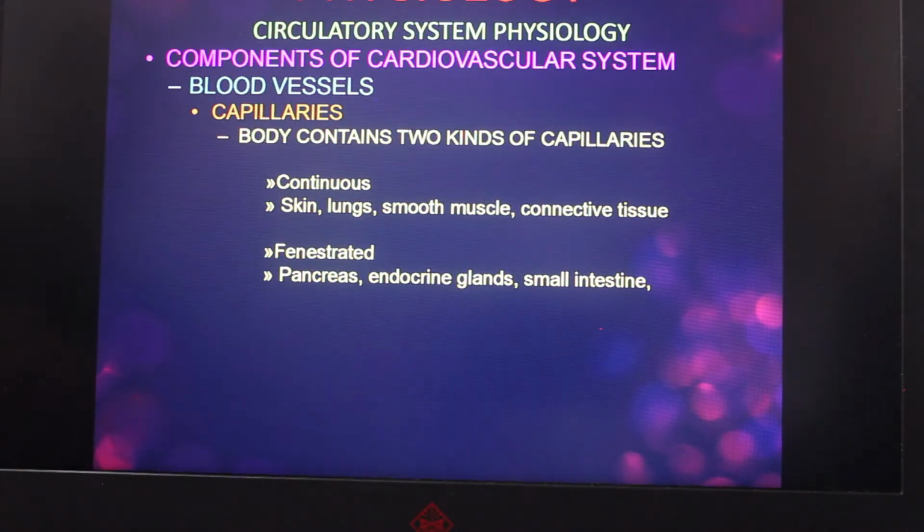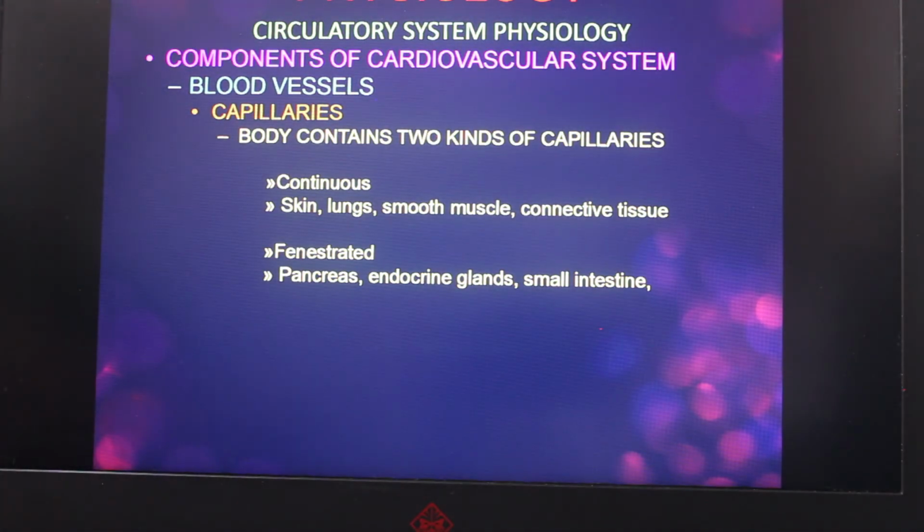The body contains two kinds of capillaries: continuous capillaries, which are found mainly in the skin, lungs, smooth muscle, and connective tissue, and fenestrated capillaries, which are usually found in the pancreas, the endocrine glands, and the small intestine.